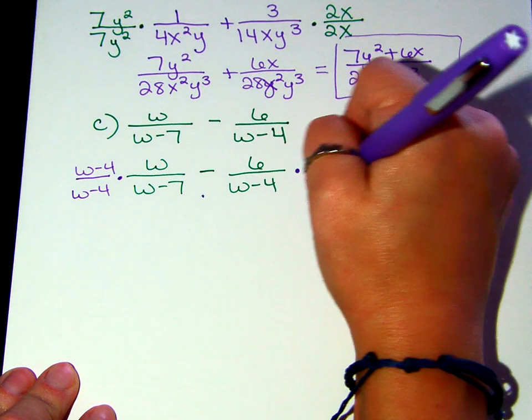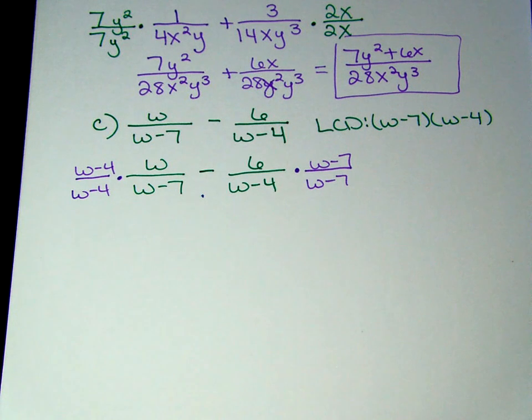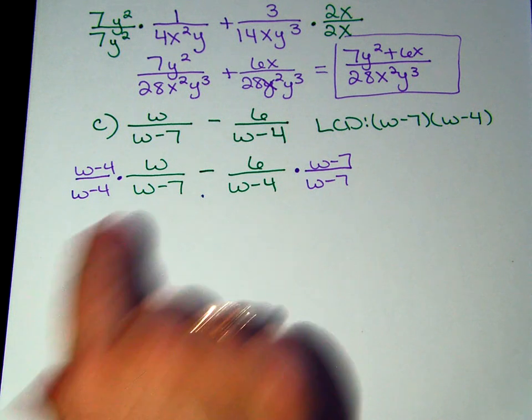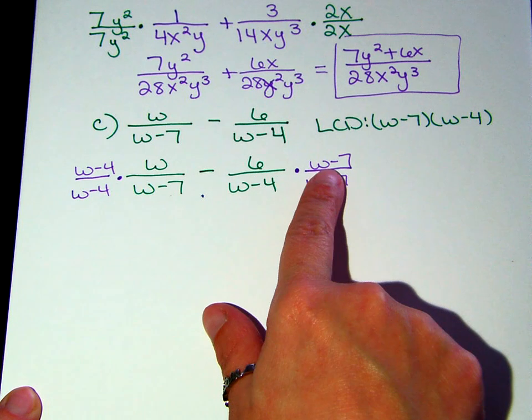Yeah, the W minus 7. So now in my denominators, I'm not going to FOIL. I'm going to leave those factored apart. But in the tops, I am going to use my distributive property to distribute that W into the W minus 4 and to distribute the 6 into the W minus 7.